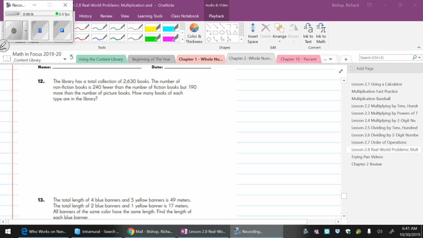Okay, extra practice. Question number 12. The library has a total collection of 2,630 books. The number of nonfiction books is 240 fewer than the number of fiction books, but 190 more than the number of picture books. How many books of each type are in the library?